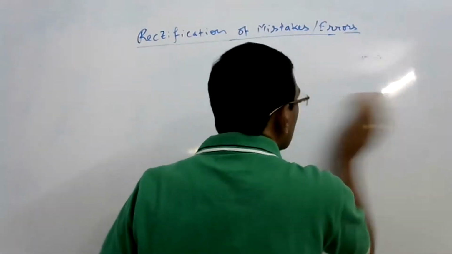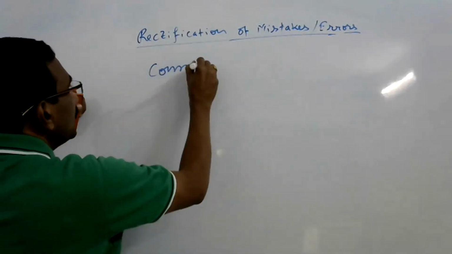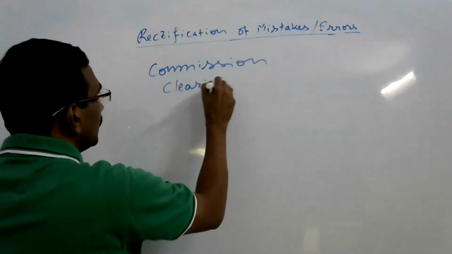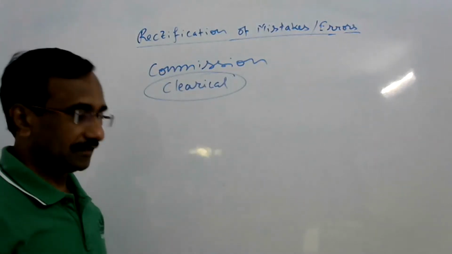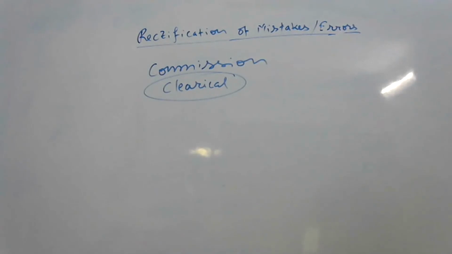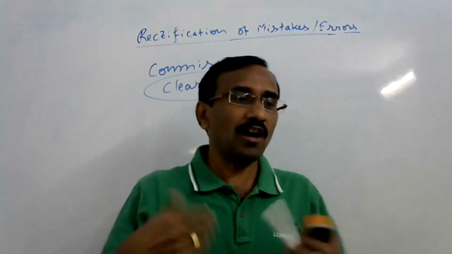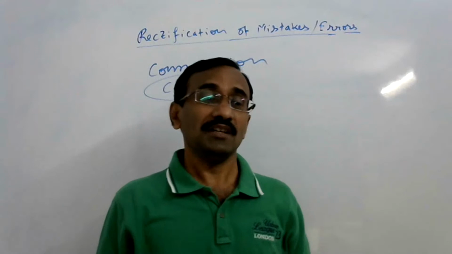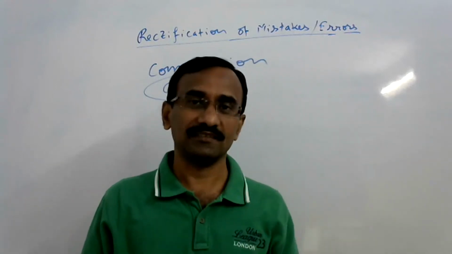So generally, commission errors are of a clerical nature. Clerical mistakes. What kind of clerical mistakes? It may be a total mistake, a posting mistake, a wrong amount posted in a subsidiary book, or a wrong carry forward of the balance from one page to another.